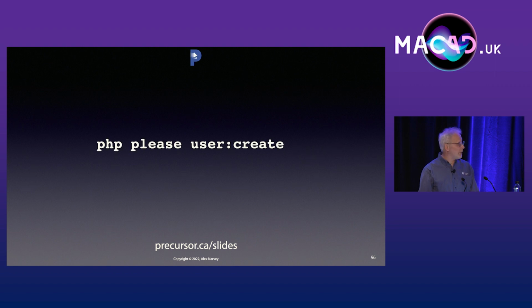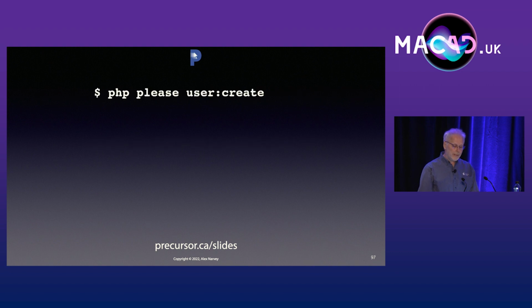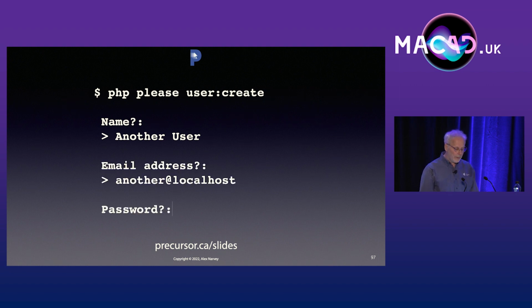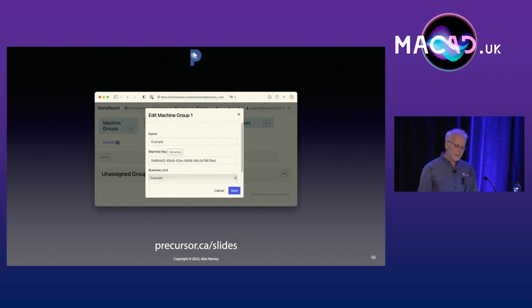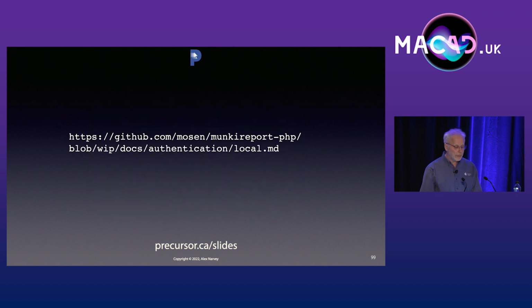Users are now created with the PHP command, please user create. You are asked to provide a name, then your email address, which is used at login instead of the name, and a password. Now, if you want to correlate users to business units and machine groups, you would create the business unit and machine group first and then use the machine key as your password when you run that command, please user create. Full documentation for the new local authentication is currently available in Mosen's GitHub repo.